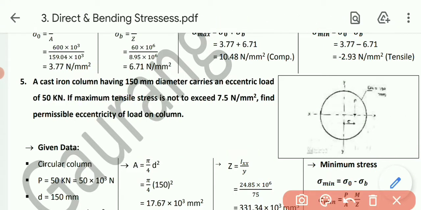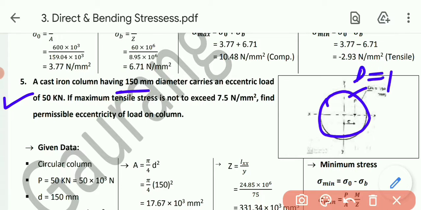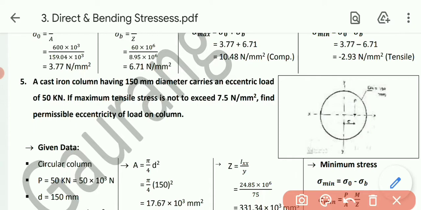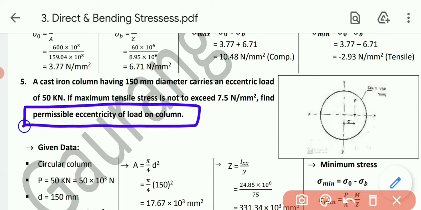Now, example number 5. A cast iron column having 150 mm diameter carries an eccentric load P of 50 kilonewton. If the maximum tensile stress is not to exceed 7.5 Newton per mm square, find the permissible eccentricity of the load on the column. Tensile stress is given to us, that is 7.5 Newton per mm square.